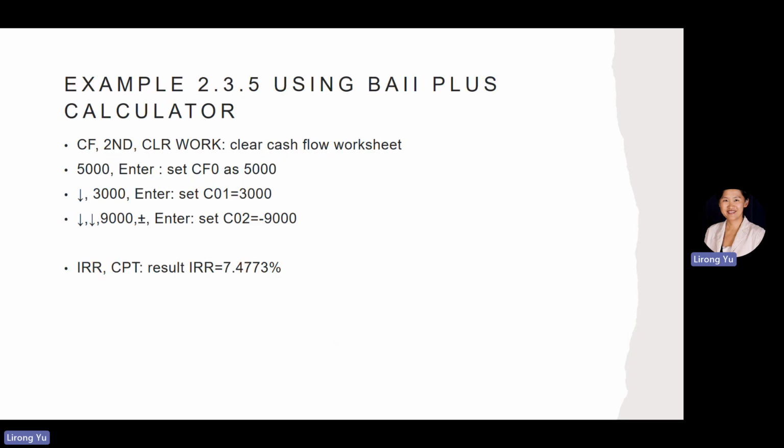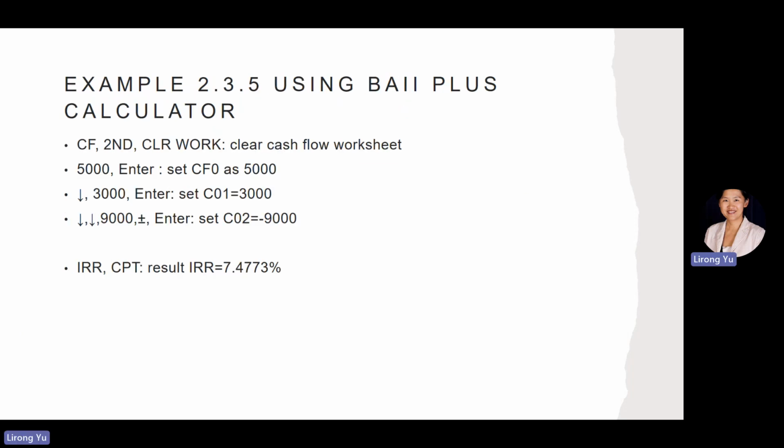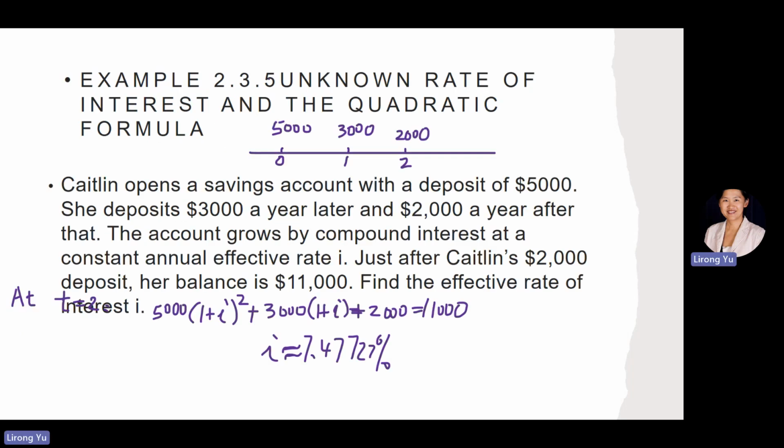So your CF2 is negative, CF, oh, what was that? Where was the 2,000 cash flow? 5,000, 3,000, 2,000. Okay.